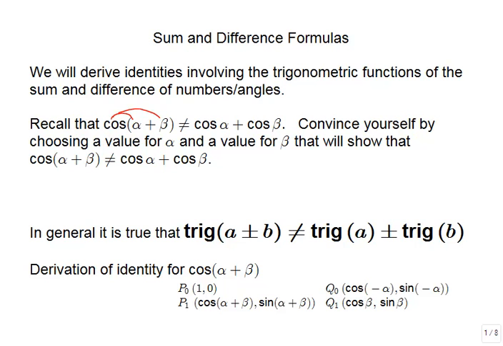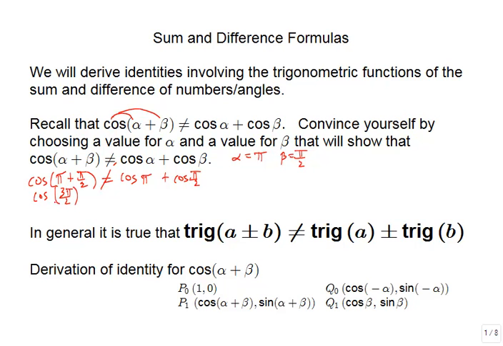So I am going to just pick alpha to be pi and beta to be pi over 2, just two common nice angles. Let's figure out what cosine of pi plus pi over 2 is, and we're trying to show that it's not equal to cosine of pi plus cosine of pi over 2. So what's pi plus pi over 2? Well, this is like 2 pi over 2 plus 1 pi over 2, so this is 3 pi over 2.